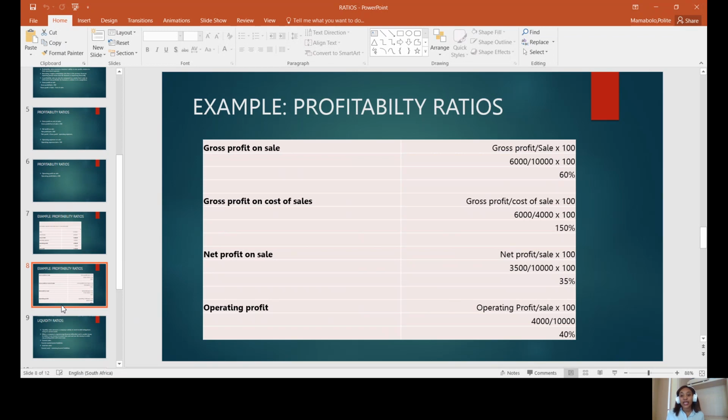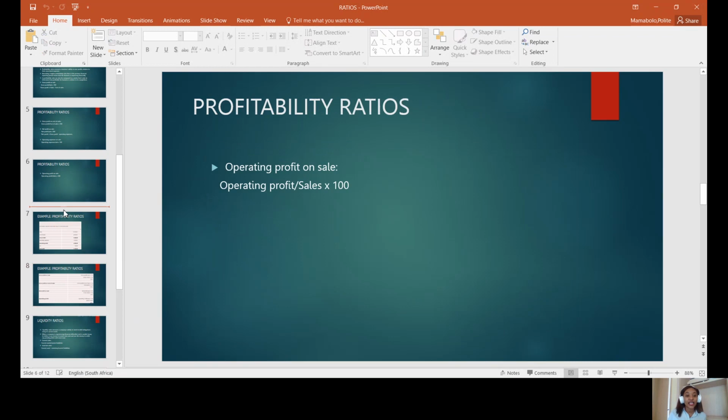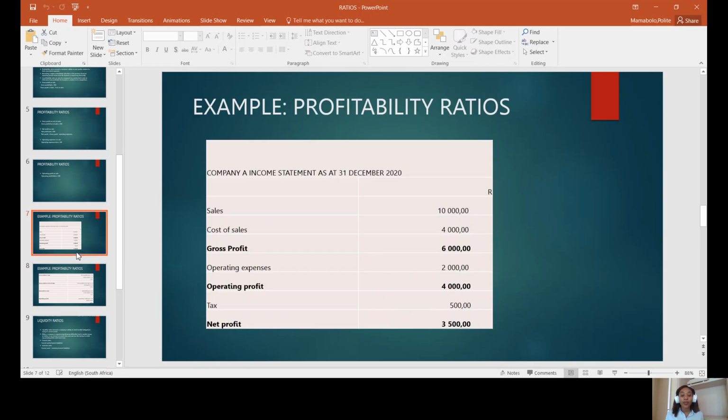Net profit on sales is net profit over sales. Our net profit here is 3.5 over sales of 10,000. It means that we're making 35%. So net profit, remember, is sales minus all of your expenditure, all of it, including tax, your operating expenditure, your cost of sales, and then we get your net profit.